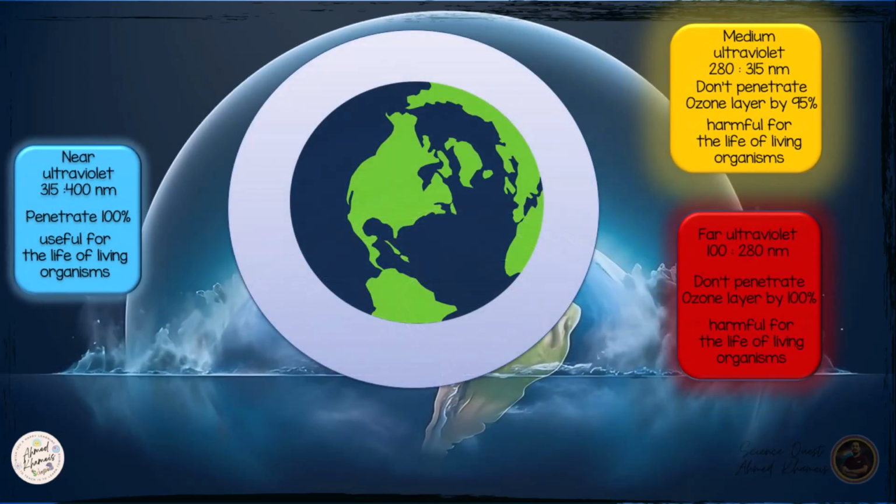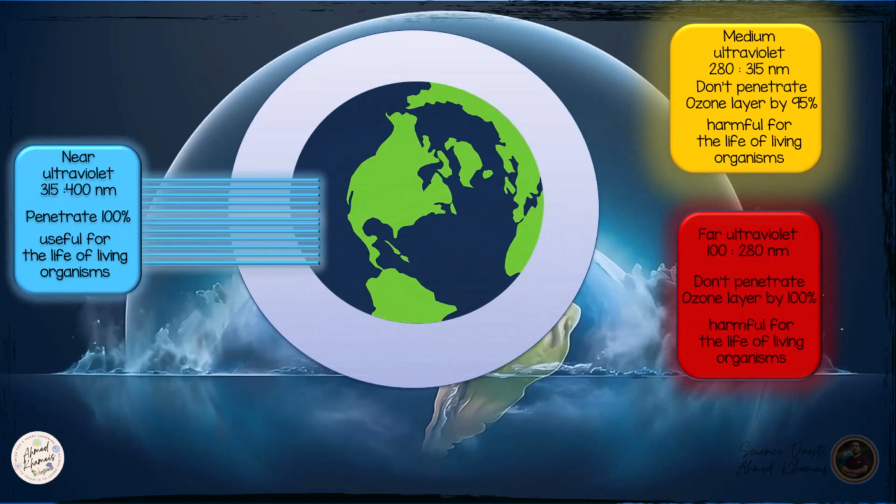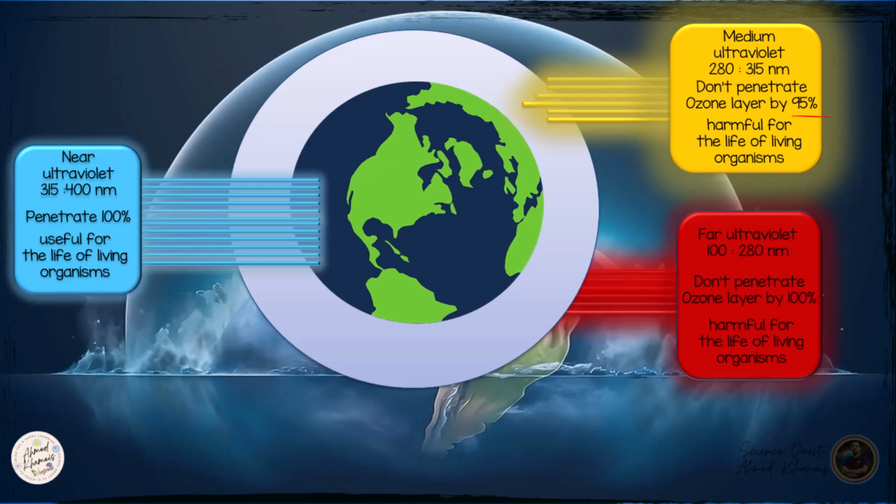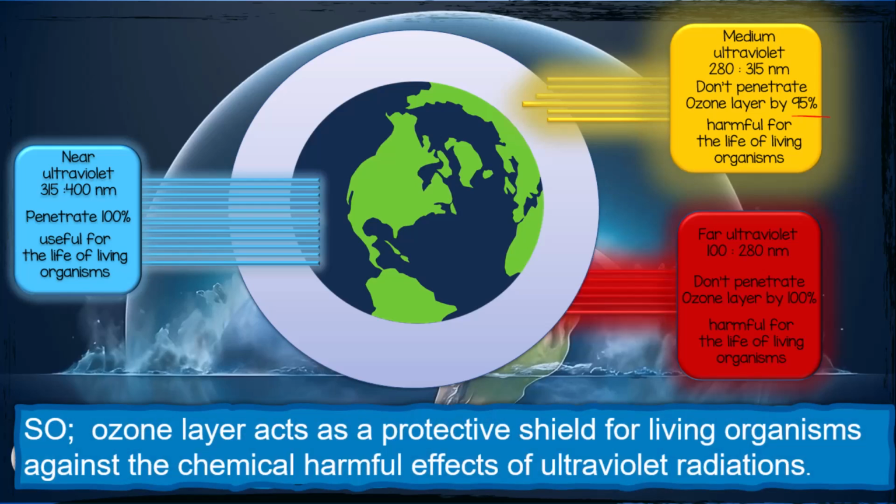The near ultraviolet completely penetrates the ozone layer and reaches Earth, and it's useful for living organisms. The medium ultraviolet is blocked by 95%, and it's harmful for living organisms. The far ultraviolet, the most dangerous of them all, is blocked by the ozone layer by 100%. So the ozone layer acts as a protective shield that protects living organisms from the harmful ultraviolet radiation.